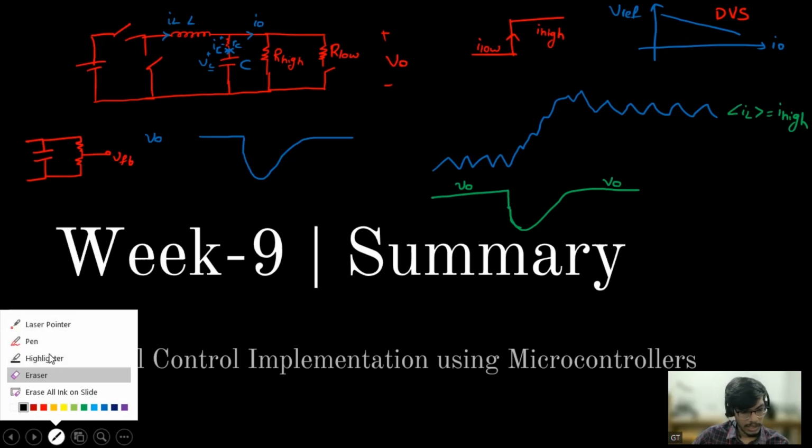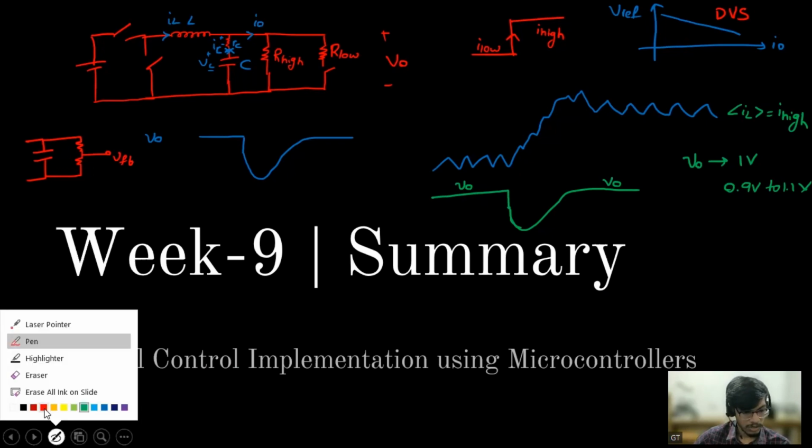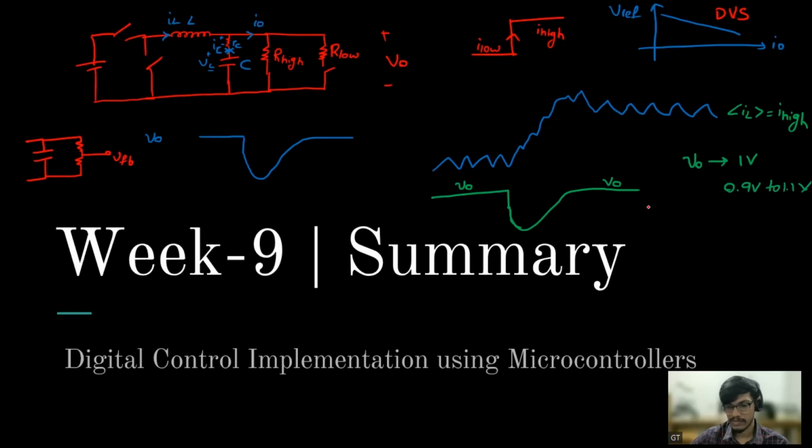So there is this concept called dynamic voltage scaling. Say our V naught has a requirement, say V naught is 1 volt, and it can stay from 0.9 volt to 1.1 volt. So V naught should not go below 0.9 volt and should not exceed 1.1 volt. This is our requirement. Whenever there is a step load, V naught will drop and it will take some time to come back to the same voltage.